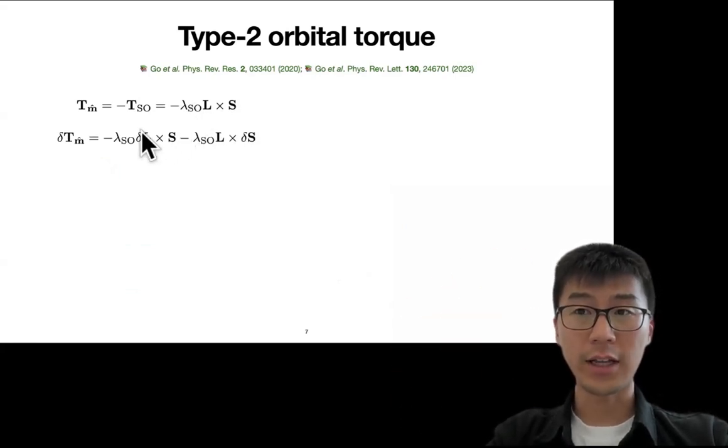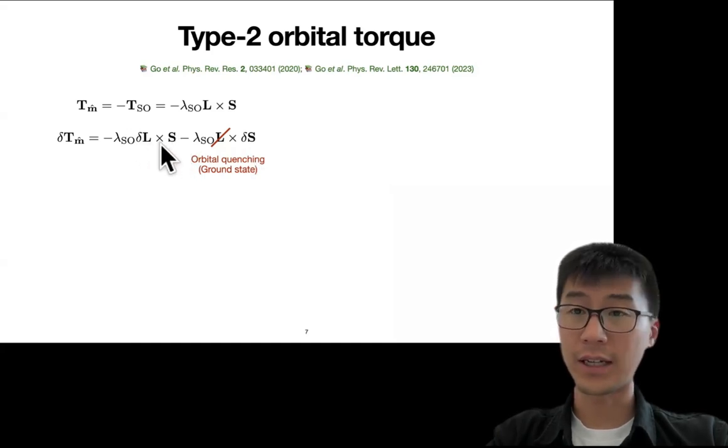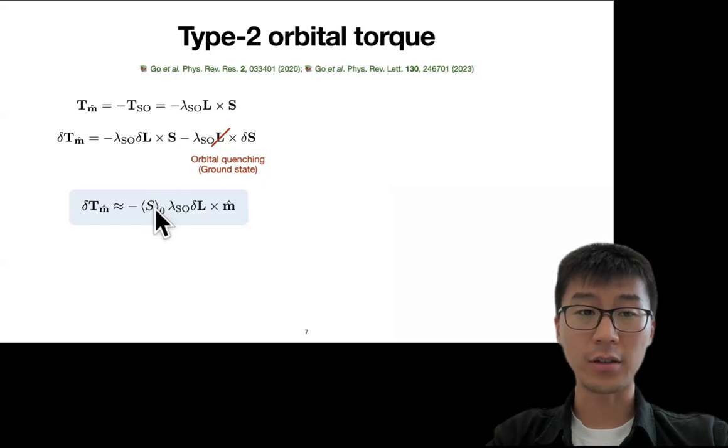But now, let's look at the induced component in non-equilibrium. In the induced setup, we have two contributions. The first coming from induced angular momentum L, and the second coming from induced spin S. But in equilibrium, L is close to 0 due to orbital quenching. So therefore, the second term can be neglected. So eventually, when we take the ground state value of S and the non-equilibrium value of delta L, we get the following expression. That is, the torque acting on the magnetization is given by delta L cross M, meaning that M and delta L are going to mutually precess each other.